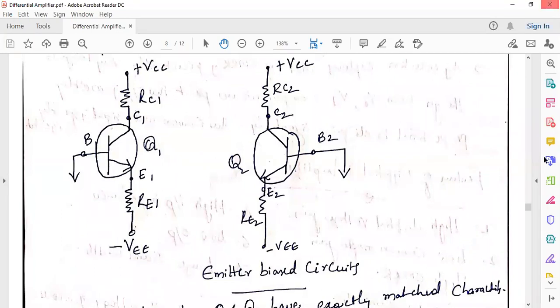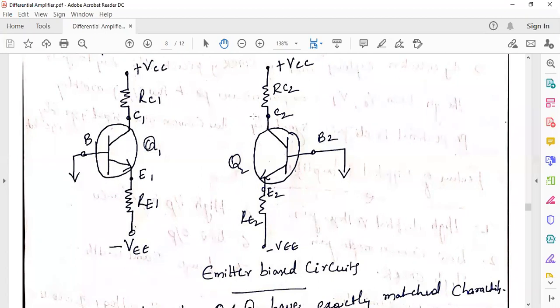coming to the features of these two emitter bias circuits: the transistors Q1 and Q2 have exactly matched characteristics. Matched characteristics means transistors have actual gains, current gain, voltage gain. Similarly, some leakage currents, some alpha, some beta. Alpha, beta, gamma, you must have seen. Those are the parameters of a transistor: voltage gain, current gain, right?